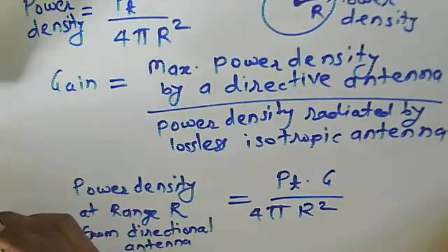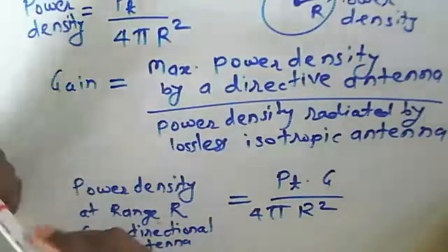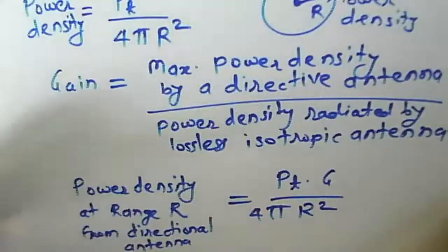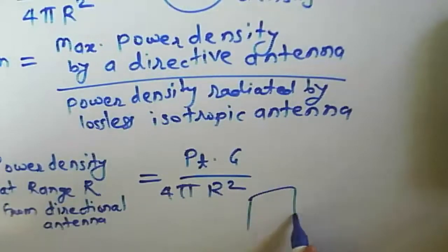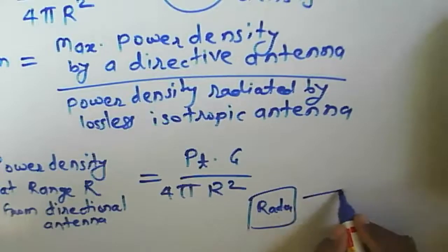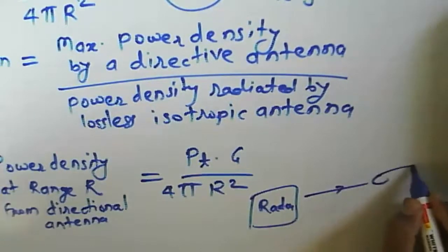From a given particular antenna, the signal is transmitted. That means we have a radar transmitting the signal to the object.